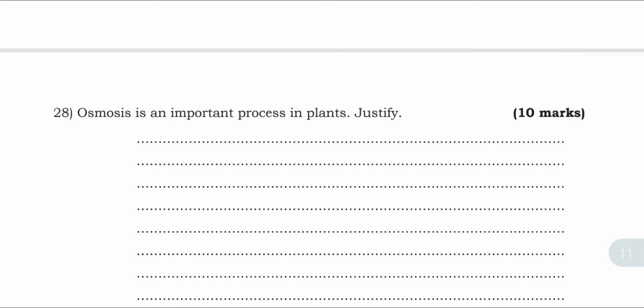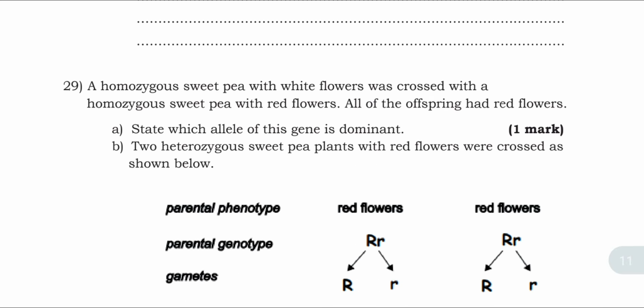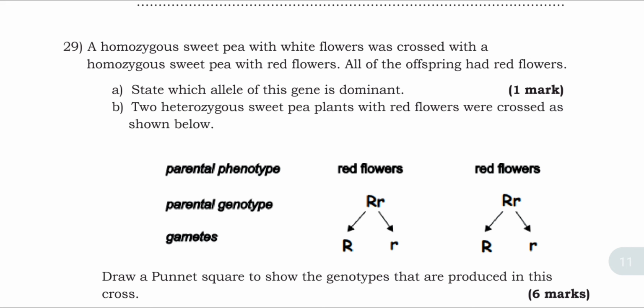You have to write. Osmosis is an example of an important process in it, and that one you have to read and write. A homozygous sweet pea with white flowers was crossed with a homozygous sweet pea with red flowers. All the offspring had red flowers. A. State which allele of this gene is dominant.